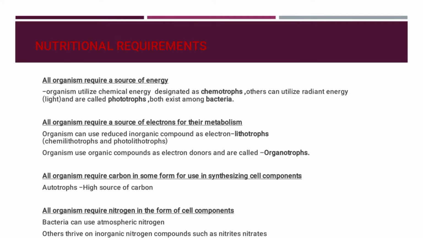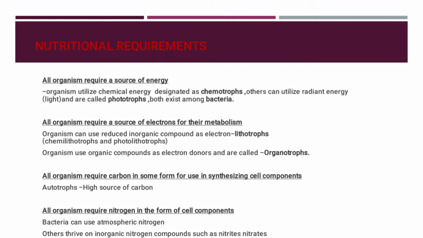All organisms require a source of energy. In all living forms, there is a source of energy. If the source of energy is chemical energy, they are considered chemotrophs, and if the source of energy is radiant energy, they are called phototrophs. The second nutritional requirement is that all organisms require a source of electrons for their metabolism.